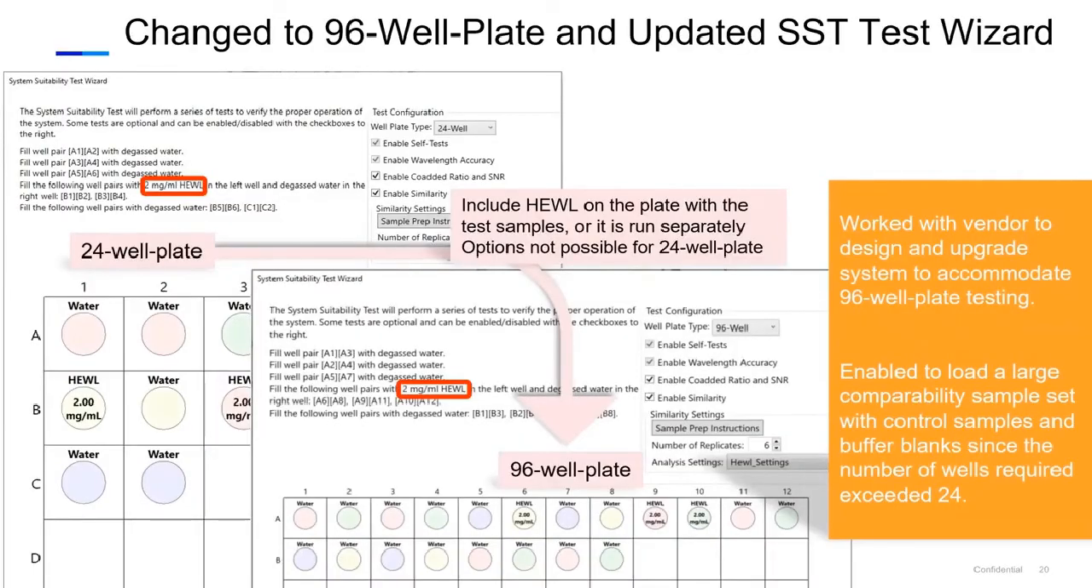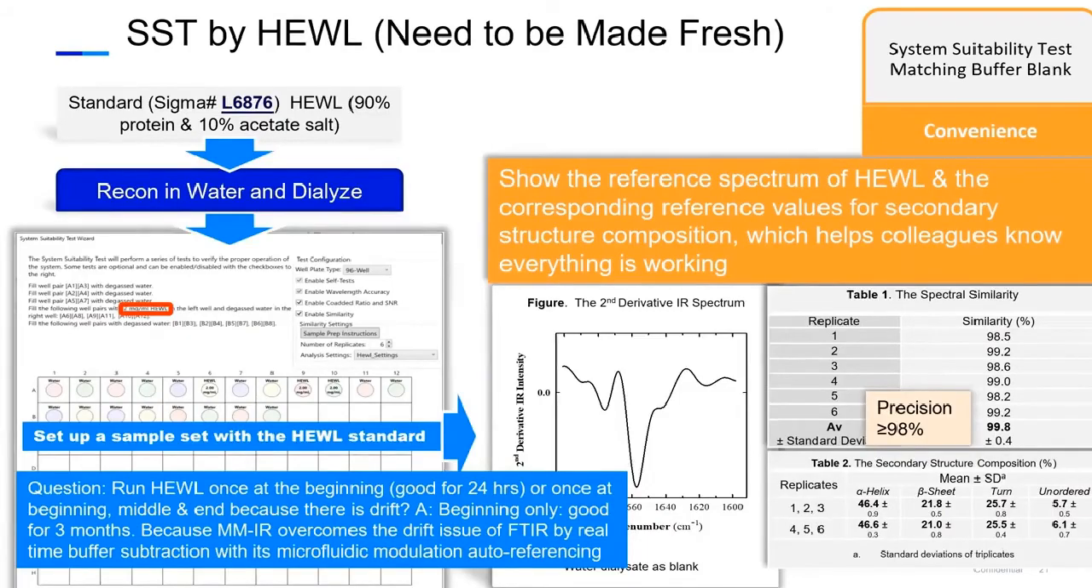Another big progress this year was to upgrade everything to 96 well plates. We really appreciate the vendor making this design change, which enabled us to accommodate a large comparability sample set with the control samples and the buffer blank. And you also have the option to put the HEWL system suitability test on the same plate with your test samples for the comparability study. So in summary, SST by HEWL has significantly helped in moving forward with routine comparability tests.